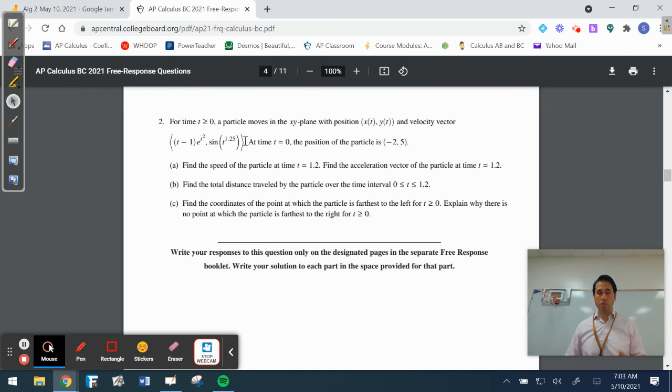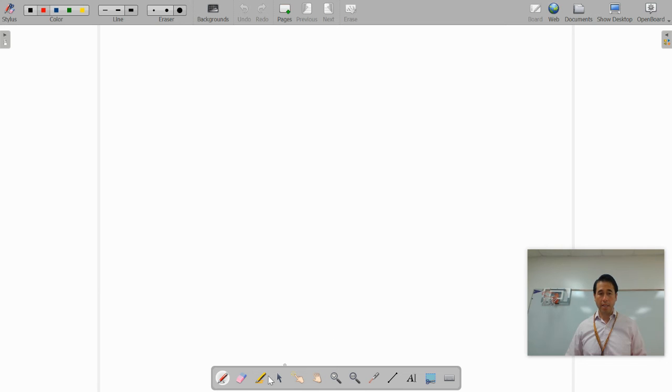It is a parametrics problem. I'm going to have it right here, you guys. I'm going to go on to a blank screen, so I have a fresh page and you can pull it up and work with me. All right, here we go.